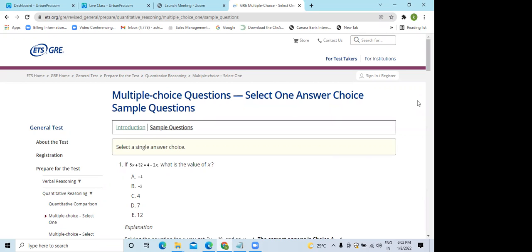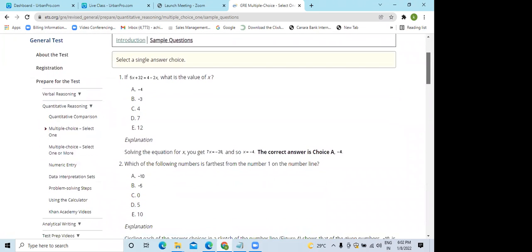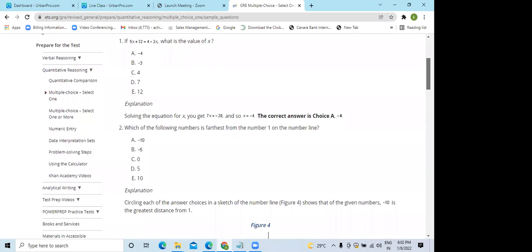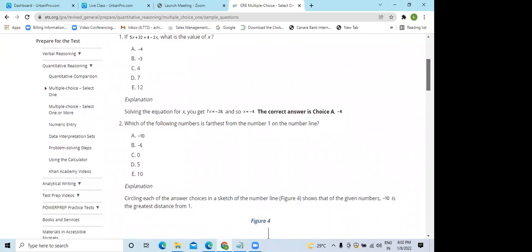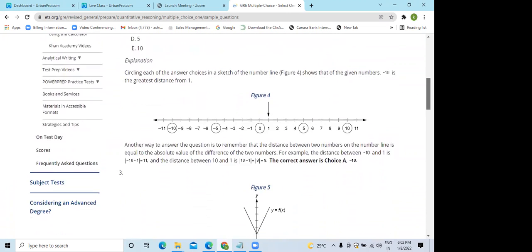The answer is A, sir. Okay, we'll go to the next question. Right. A, sir, -10. Which of the following number? Okay. So that's also right. Good.